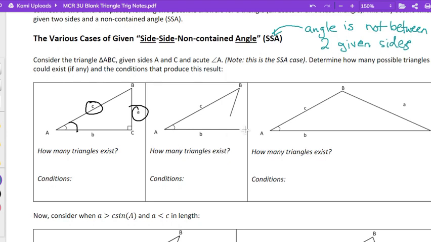Okay, so first thing we're going to do is look at a situation in which we are given sides a, c, and an acute angle A. That means it's less than 90. Note, this is the SSA, right? Side, side, angle.